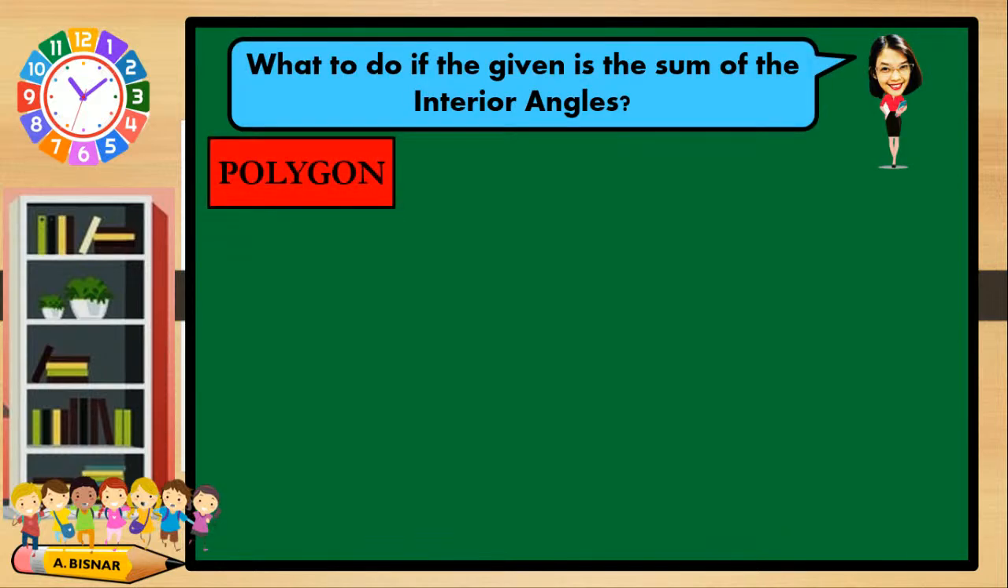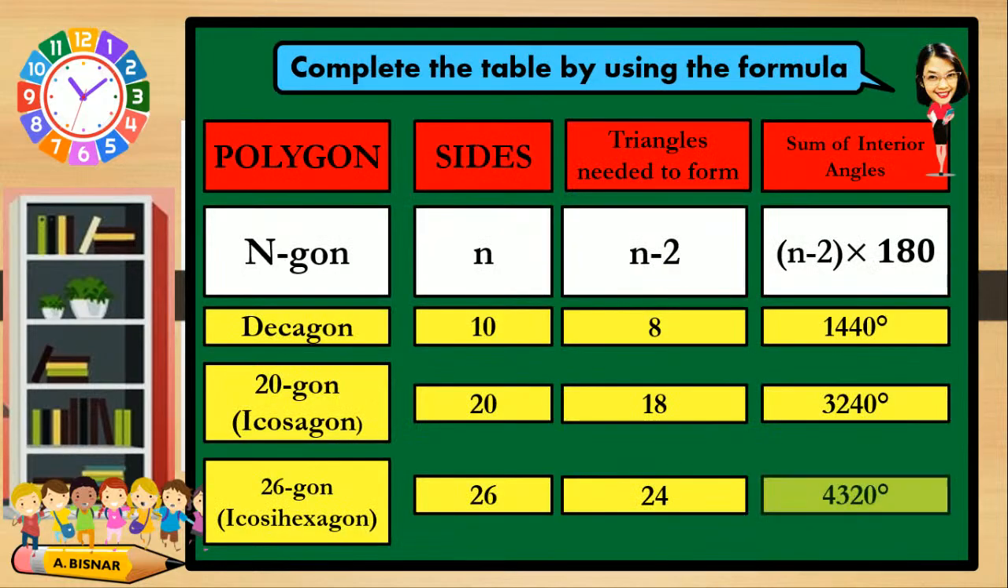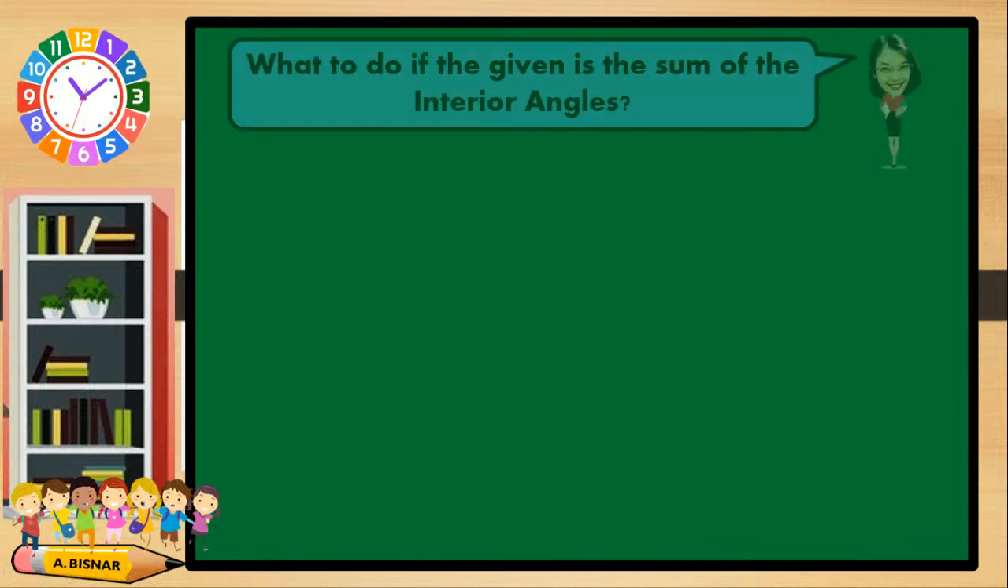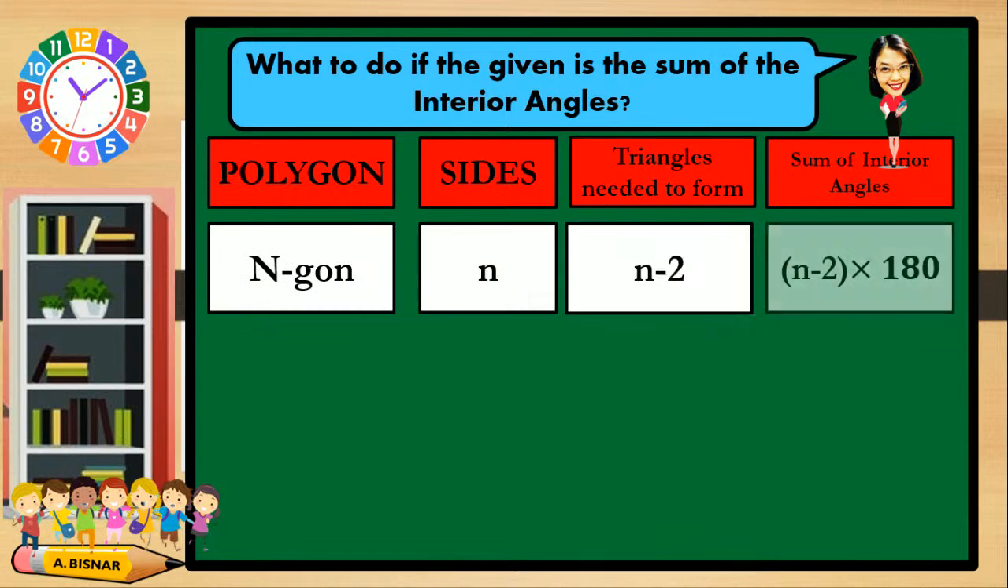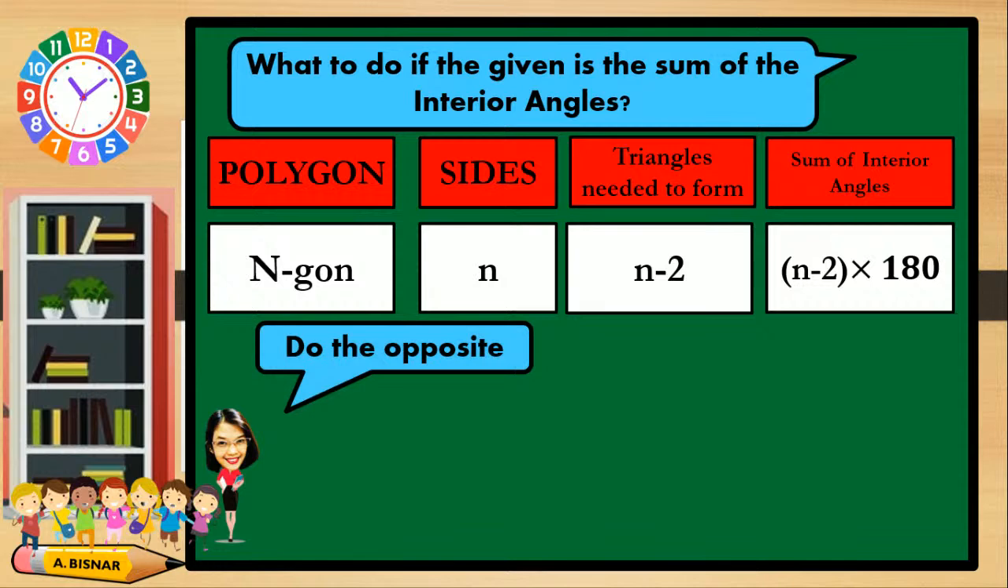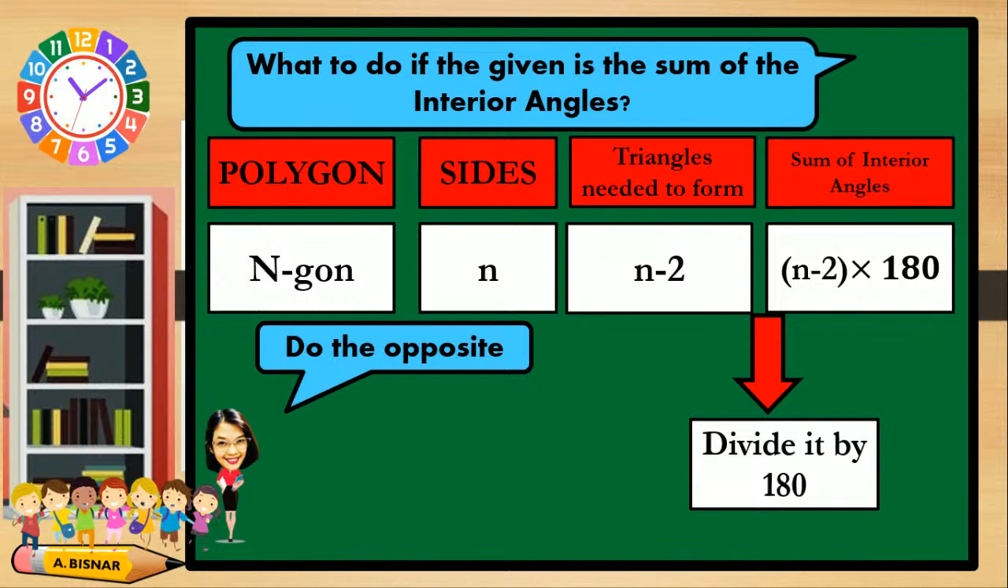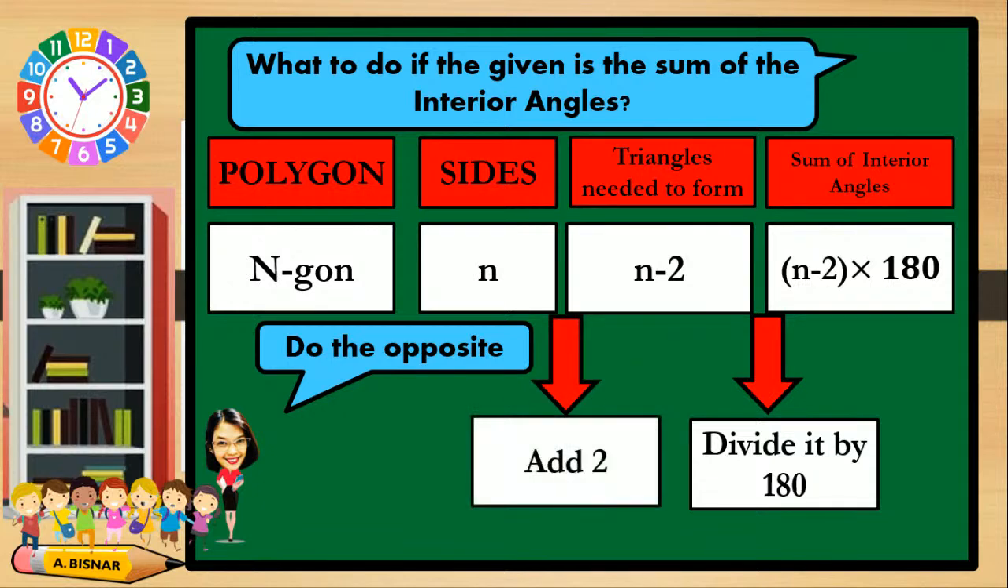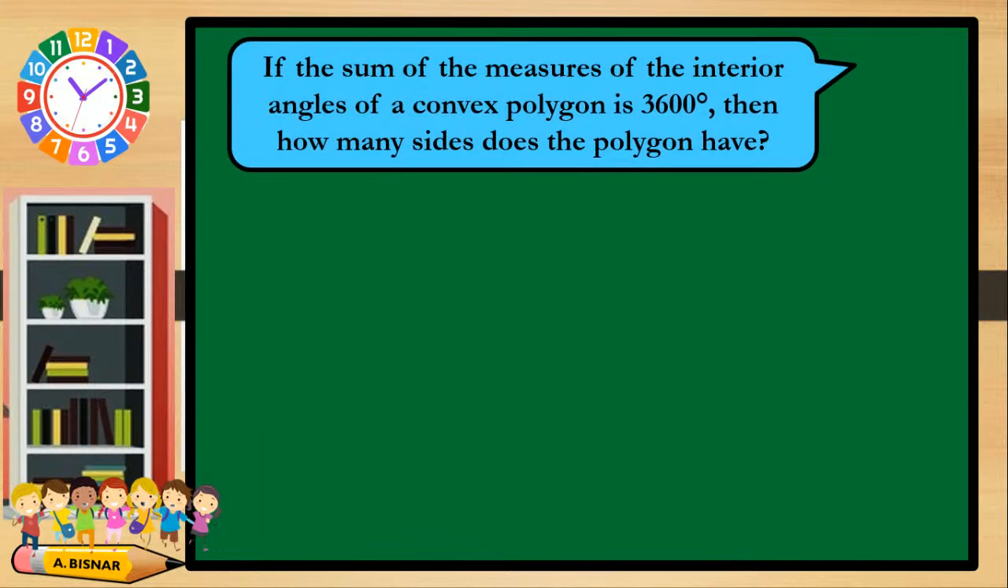Now, paano naman yung kabaligtaran? Ibig sabihin, ang given naman ay yung sum. Ang hahanapin naman ay yung number of sides. So, this is what you're going to do. Oh, ayan, di ba? This is what we are using in order to find the sum of the interior angles. Ngayon naman yung kabaligtaran. So, to find the number of sides of the polygon, you have to do the opposite, which means from the given sum of the interior angles, you will divide it by 180. And then, instead of subtracting, you will add 2. So again, yung kabaligtaran naman ang gagawin natin. So let us have an example for that.